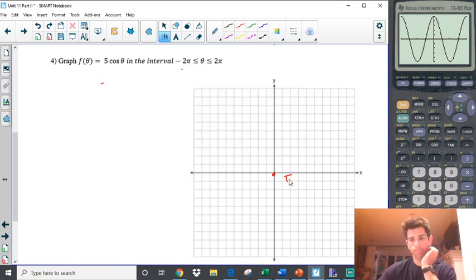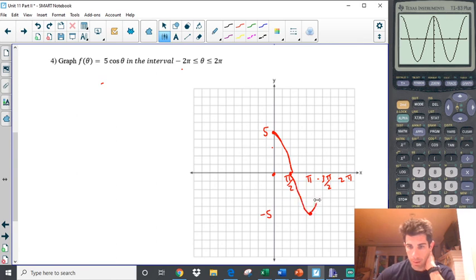0, pi over 2, pi, skip one, 3 pi over 2, 2 pi. So at 0, you're starting up at 5, 1, 2, 3, 4, 5. Okay, that's 5 there. So here we go. I should count. 1, 2, 3, 4, 5. Finish strong. Negative 5. So right there, it hits at 0. At pi, you're back down here. At 3 pi over 2. And then at 2 pi, I'm right about there. So that was going from 0 to 2 pi.